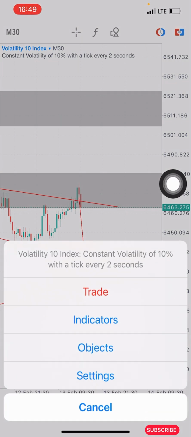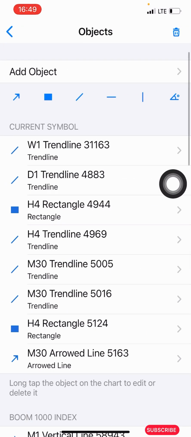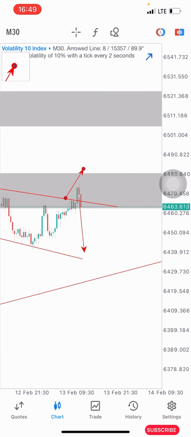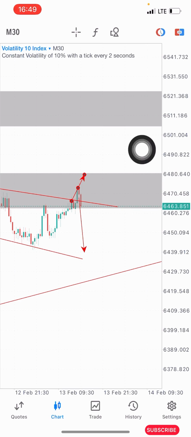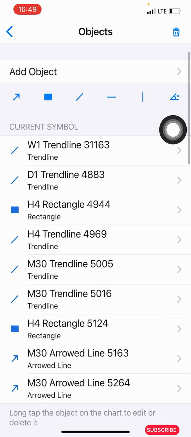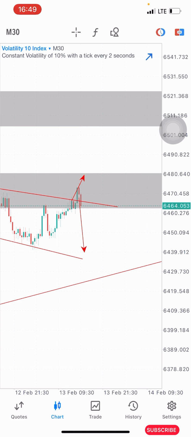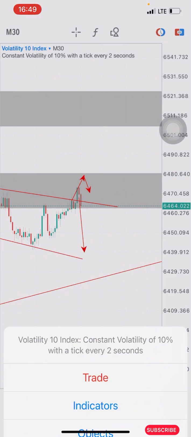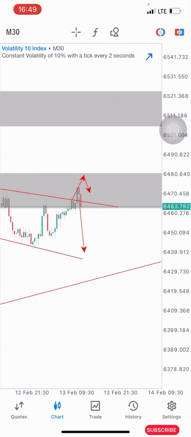Now for the plan B, since I know that if price breaks above this area, it's heading to this area, right? So the plan B is that I'll wait for price to break right above this area, come back for retest, and then I'll be buying to this area, right? So this is what I'm watching out for now.